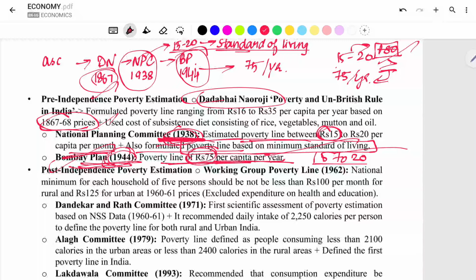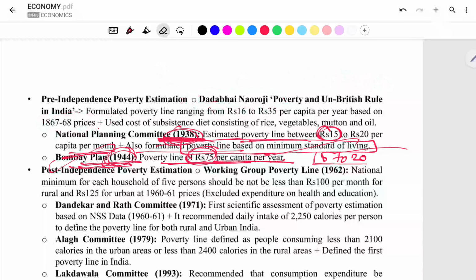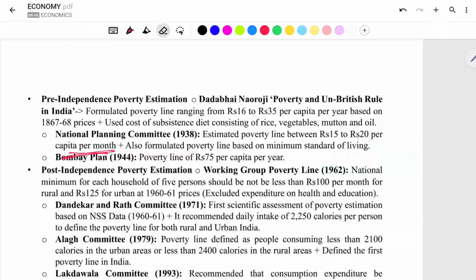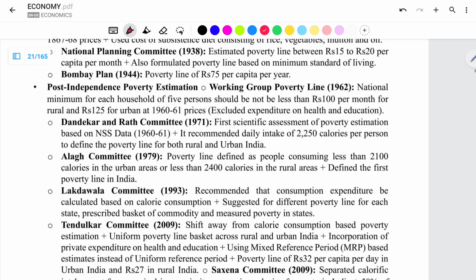Why is it so costly here? Because they consider the standard of living. This is very important because they will ask chronology-wise. The first one is going to be Dadabhai Naoroji, the second one is the National Planning Committee 1938, and the third one is the Bombay Plan.